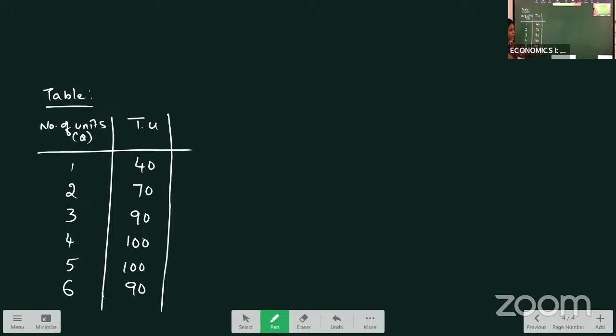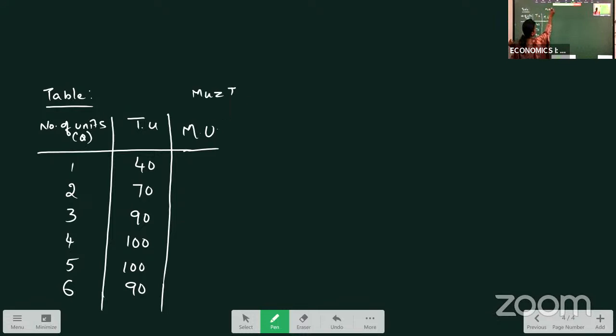Just remember these numbers. 1 unit 40, 2 units 70, because total 2 together 70 satisfaction, 3 together 90, 4 together 100, 5 units I take, I'll get maximum. 6 units I take, my satisfaction decreases. Okay, now from this we calculate marginal. How you will calculate marginal? Like yesterday we have seen the formula here.